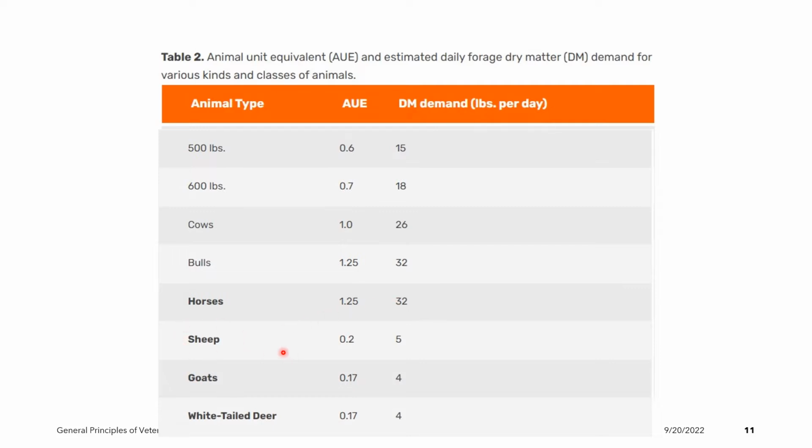For sheep, it is the same. We multiply our animal unit equivalent, which is 0.2, with 26. That is equivalent to 5.2 or 5. For goats, our animal unit equivalent is 0.17, and its daily demand is 4. How do we get 4? We just multiply our animal unit equivalent, 0.17, by 26. So we get 4.